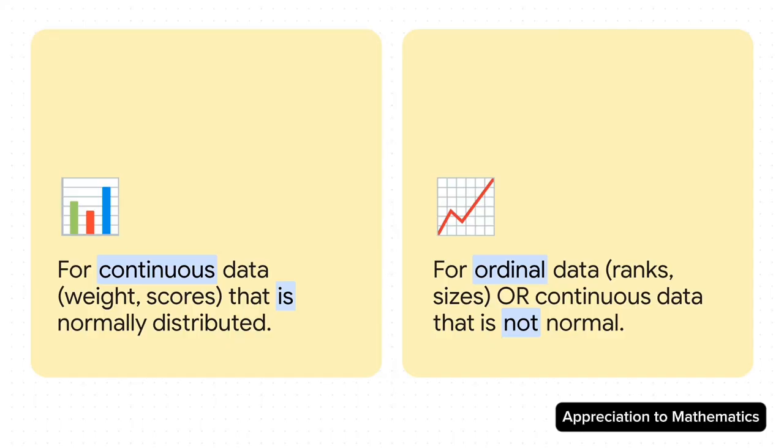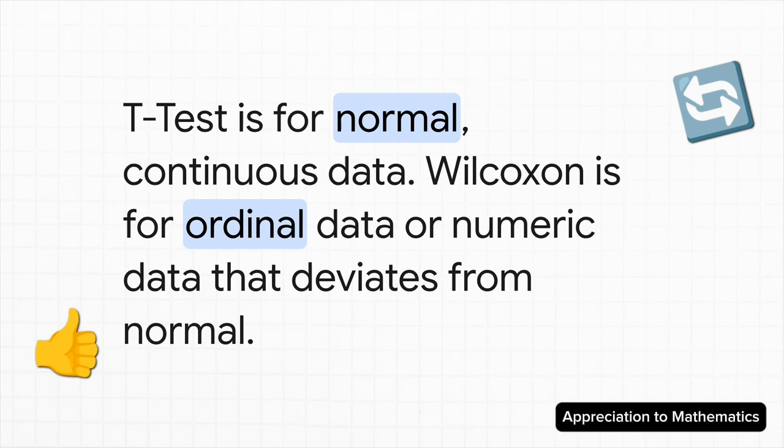So here's the final showdown, the ultimate decision tree. First, just ask yourself, what kind of data am I working with? If it's ranked data, like small, medium, large, you don't even have to think about it. Go straight to the Wilcoxon test. If your data is continuous, like weight in kilograms, you have one more step. Check for normality. If that Shapiro-Wilk test says it's normal, you're clear for the t-test. If it says it's not normal, you pivot to the Wilcoxon. It's really that simple.